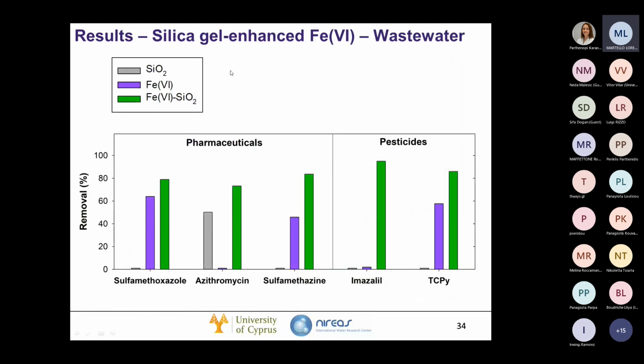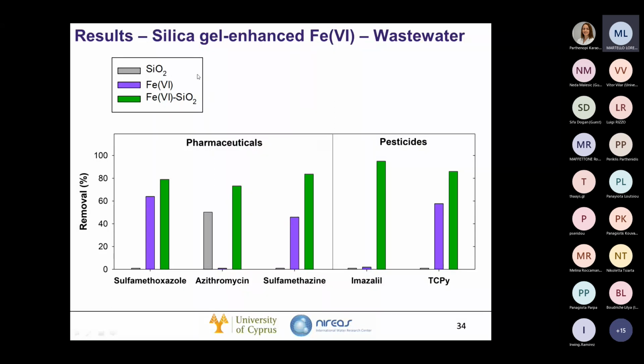In the case of silica gel, which is a solid material, we again applied it in real secondary effluent wastewater, and here are the results. There are some interesting findings. In the case of azithromycin, it could be partially removed by silica alone. There was almost no reaction by iron 6, and then there was an enhancement with the combination of the two. In the case of sulfamethazine, silica could not adsorb this pharmaceutical. Iron 6 could achieve around 50% removal, and then there was a significant enhancement with the combination, and similarly in the case of pesticides.